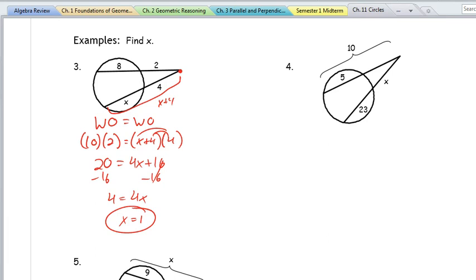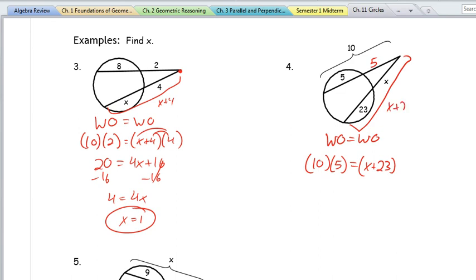We have whoa equals whoa. So we're going to say the whole of the top is 10. The outside of the top, that's easy, is 5. Equals the bottom whole is x plus 23. 23, not 32. Because again, we would label that as x plus 23 times the outside is x. So you have 50 equals distribute in. We have x squared plus 23x. You guys know what we're going to have to do. So 0 equals x squared plus 23x minus 50 to get it over to that side.